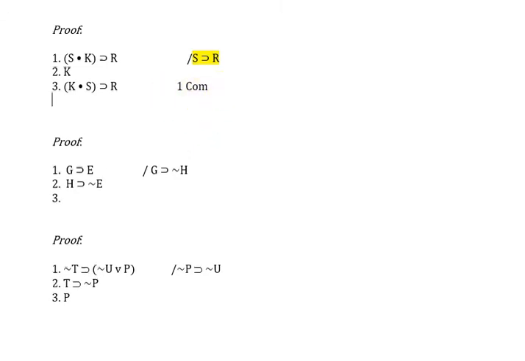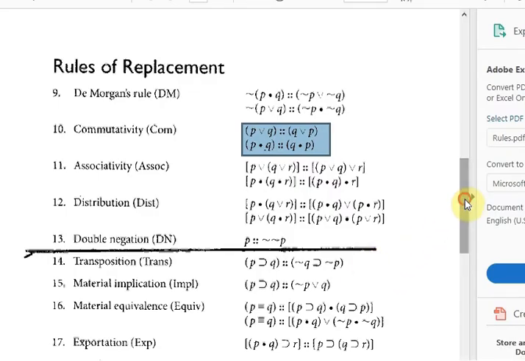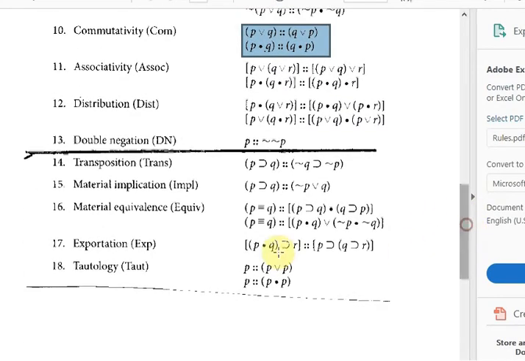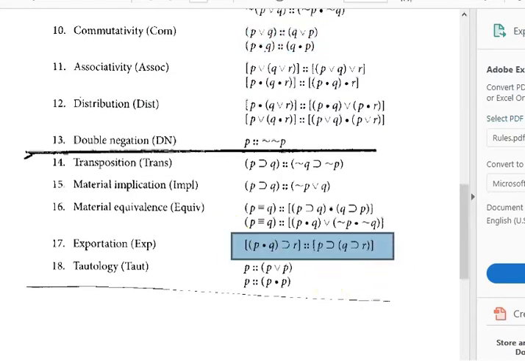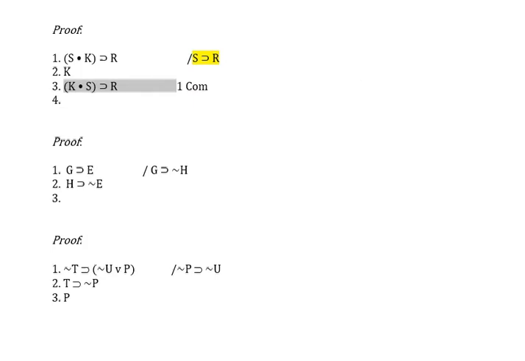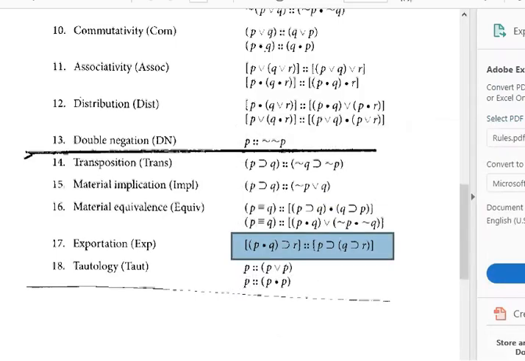Okay, now we have a form again that looks like this form here that I was talking about earlier. It looks like this is an application of exportation, right? Okay, so the question is, now that we have that K there in first position, if K and S then R, what are we going to get when we apply exportation? Well, remember, we get the form here, if P then, if Q then R.